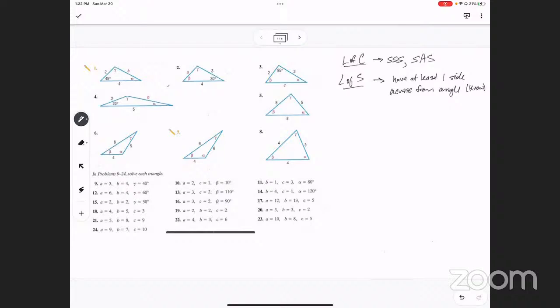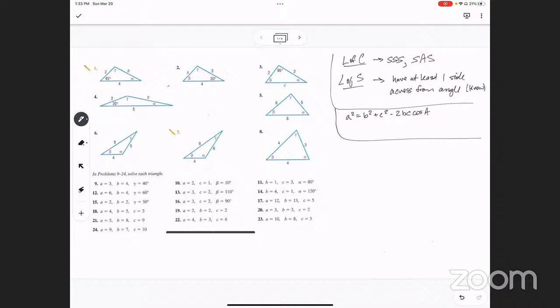Do you remember what the law of cosines is? You want to tell me? The law of cosines is a squared equals b squared plus c squared minus 2bc cosine a. Perfect. And you could also write that solving for a different one instead. Yep. Okay, so let's do number one first. How about I do number one, you do number two, and then we skip a couple and continue with the same.